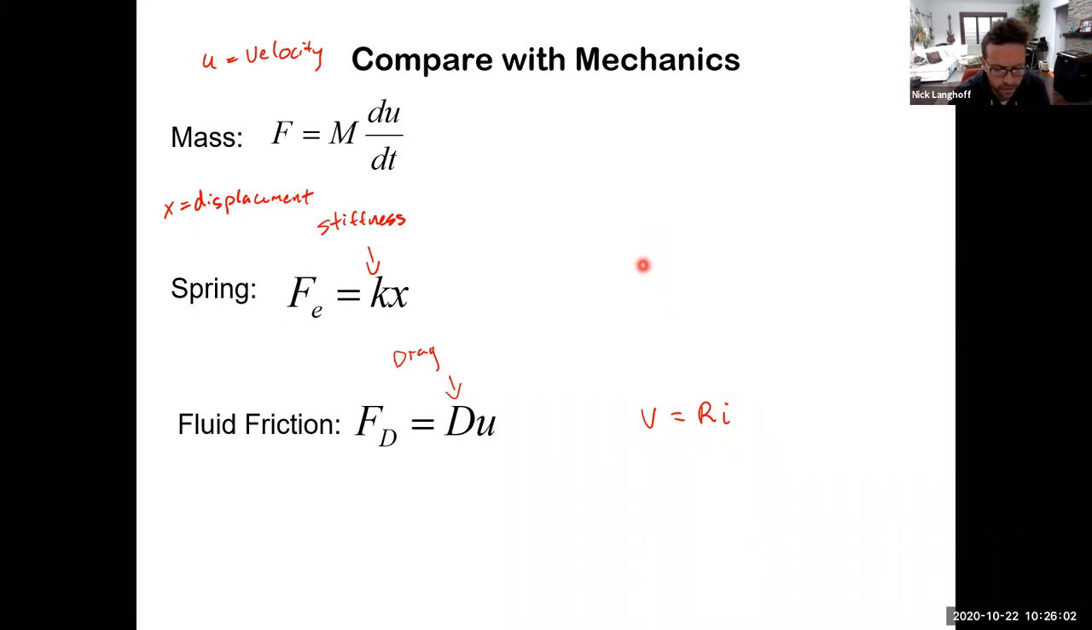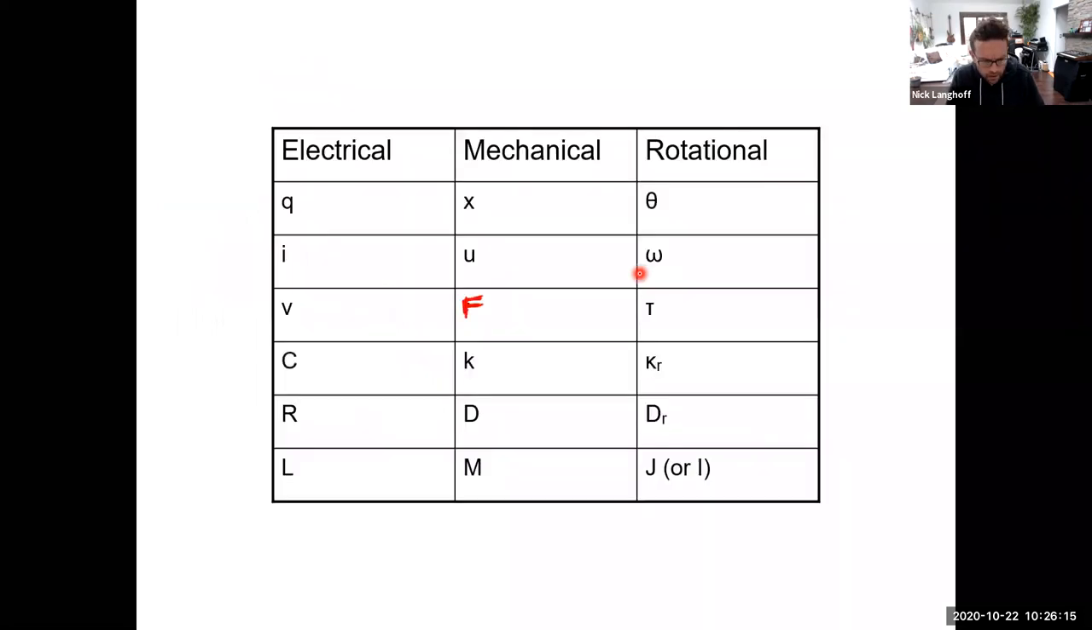stiffness here. If you integrate, it's harder to show, but if you integrate the energy for a capacitance, you'll find that it's C times the charge, how much charge is going through it. So at any rate, there's an analogy between electrical and mechanical systems.